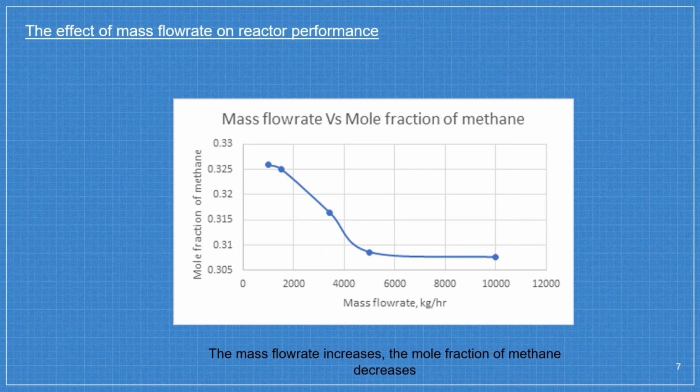Lastly, the effect of mass flow rate on the reactor performance. From the graph, we can see that if the mass flow rate increases, the mole fraction of methane will decrease. This shows that the efficiency of the reactor performance decreases under higher mass flow rate. The higher mass flow rate can reduce the retention time of the reaction, and also, when the mass flow rate increases, there will be a decrease in the microbial community, which might be detected because of the increase in acidity. Subsequently, it will cause inhibition to the methane production. That's all for the subject process modeling and simulation.